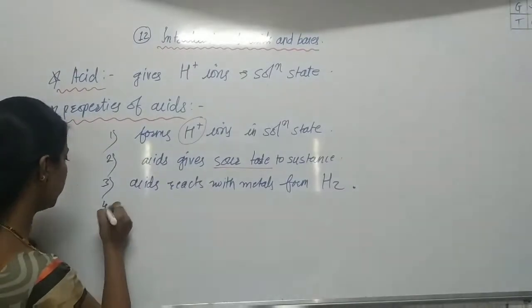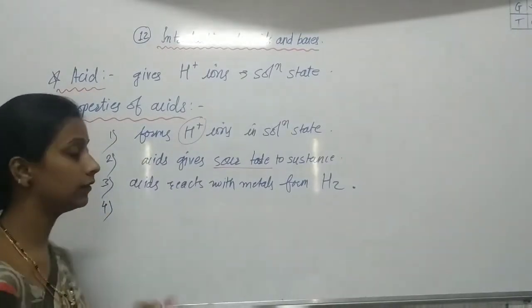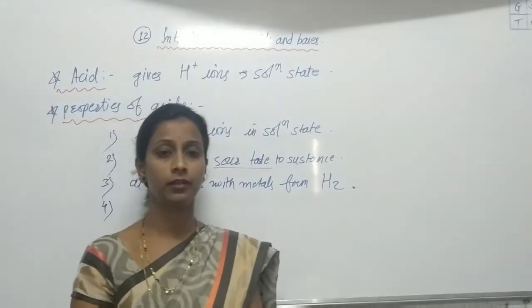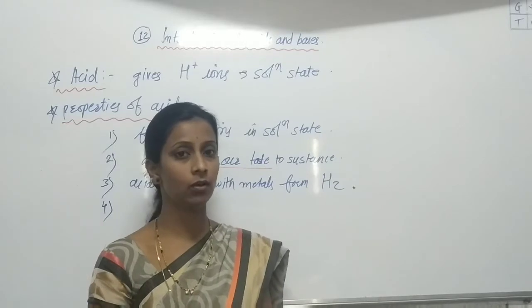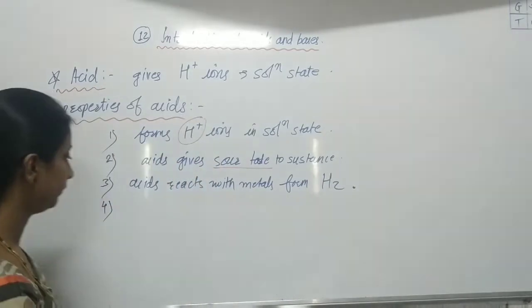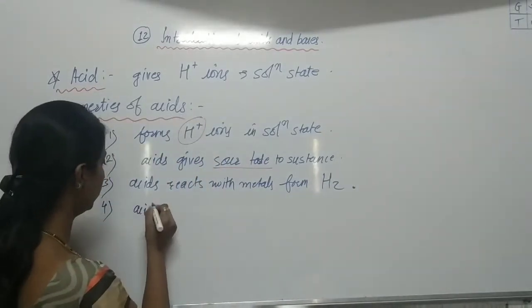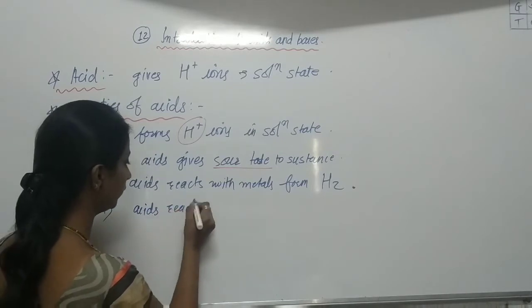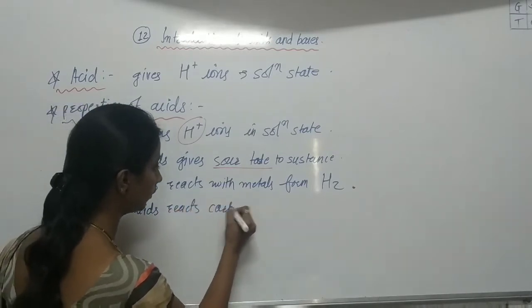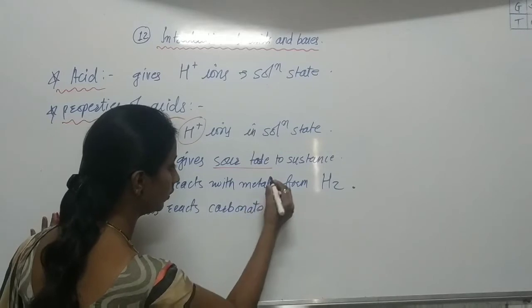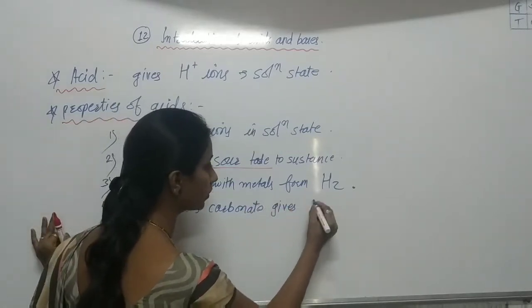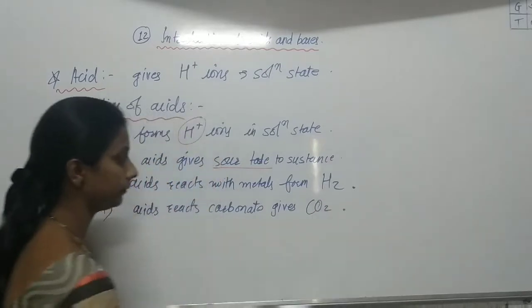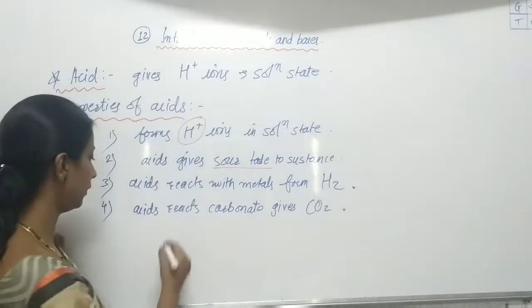Now let us see the fourth property. When acid reacts with any carbonate, it forms carbon dioxide gas, CO2 gas. Acid reacts with carbonate, gives or forms CO2 gas. Okay, let us see this with an example.